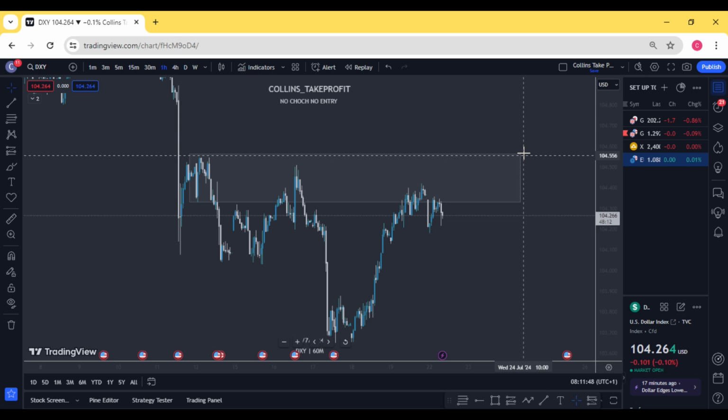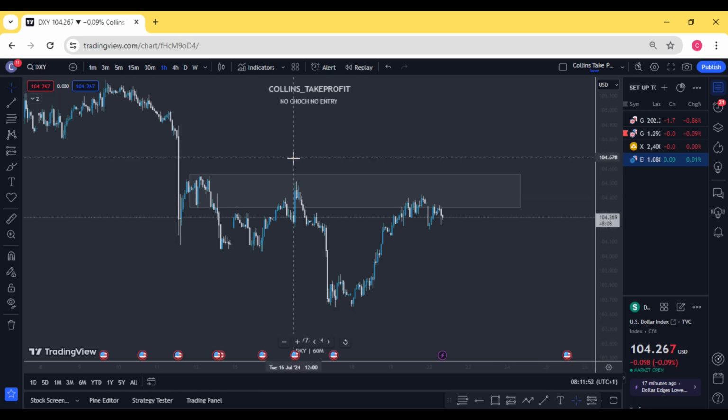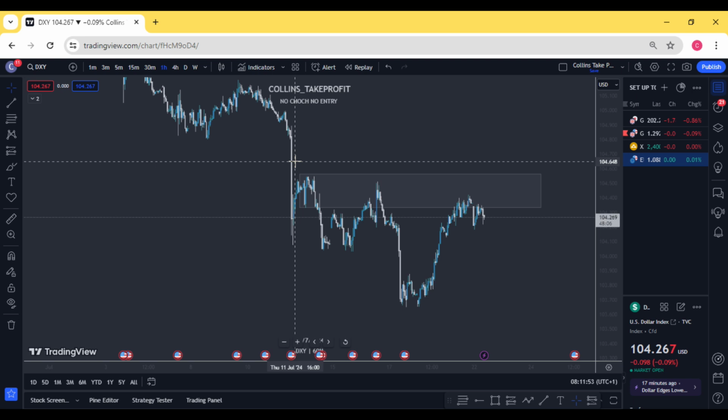So this is the dollar index, meaning if the dollar index is going bearish, the strength of the dollar is going to be weakening. And then if the dollar index is going bearish, the dollar will be going bearish against the euro.